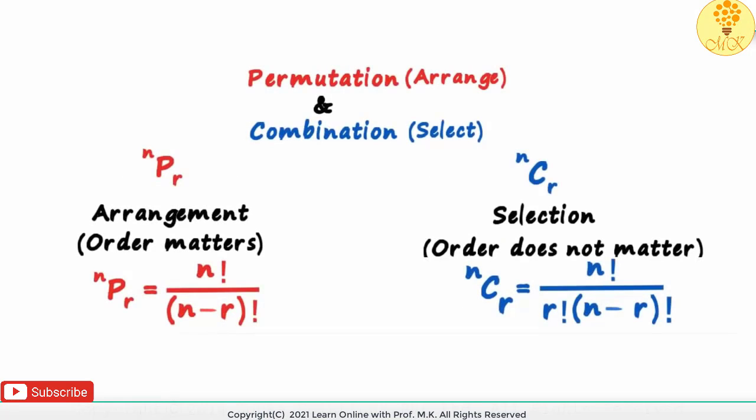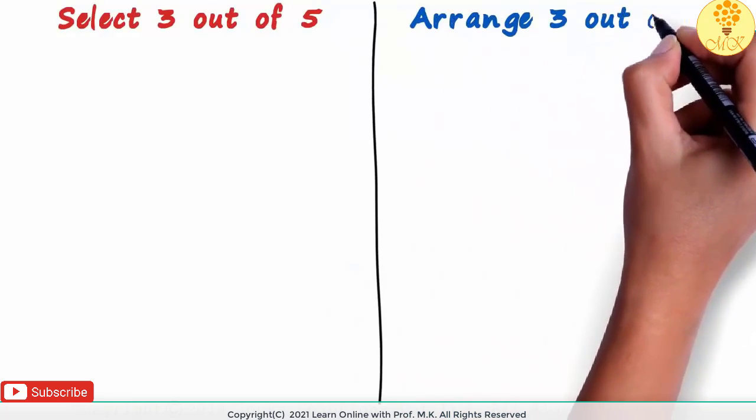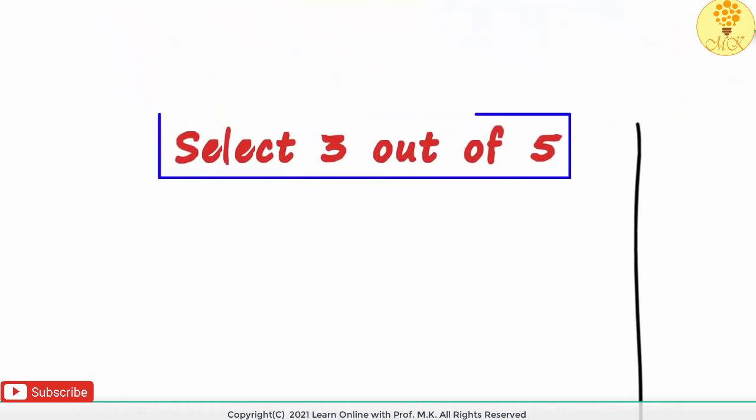Now that we have seen the formulae for permutations and combinations, let's see how we can apply them. We will see two basic cases. First, when we have to select 3 out of 5 distinct objects. Remember, 5 distinct objects. And second, arrange 3 out of 5 distinct objects. Let's understand the select case first. Selecting 3 out of 5 distinct objects.